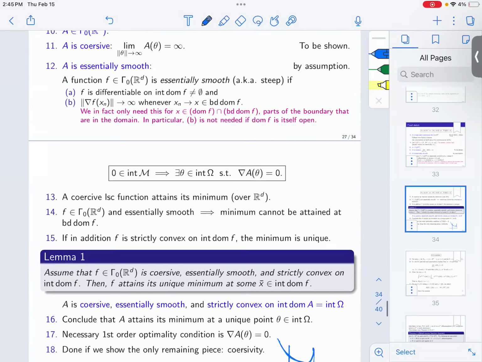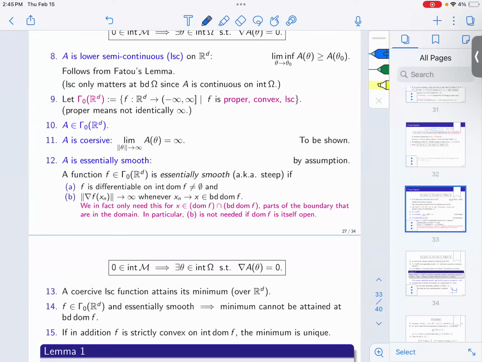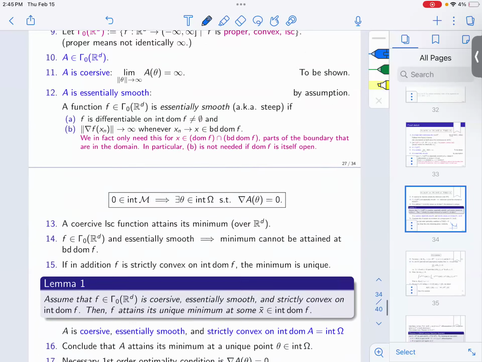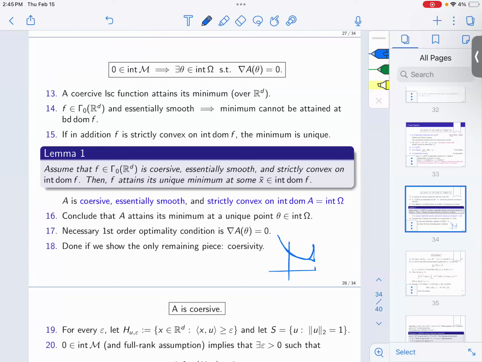Anyone knows what coercive means? Coercive means that if you go to infinity, it goes to infinity. So that takes care of the infinity, the boundedness. Essentially, a smooth part takes care of the boundaries. Something which is coercive can't have its minimum happen at infinity. Essentially, a smooth function can't have its minimum at the boundary. The strictly convex part has to have a unique minimum.